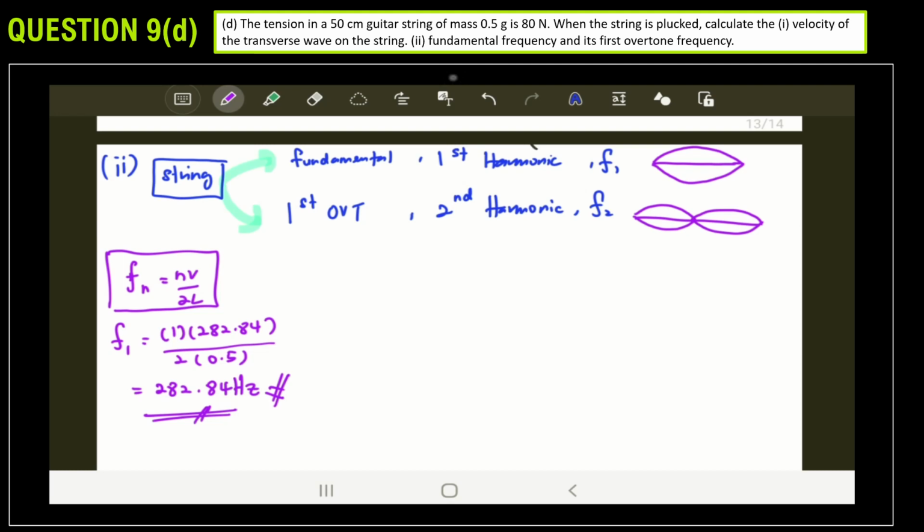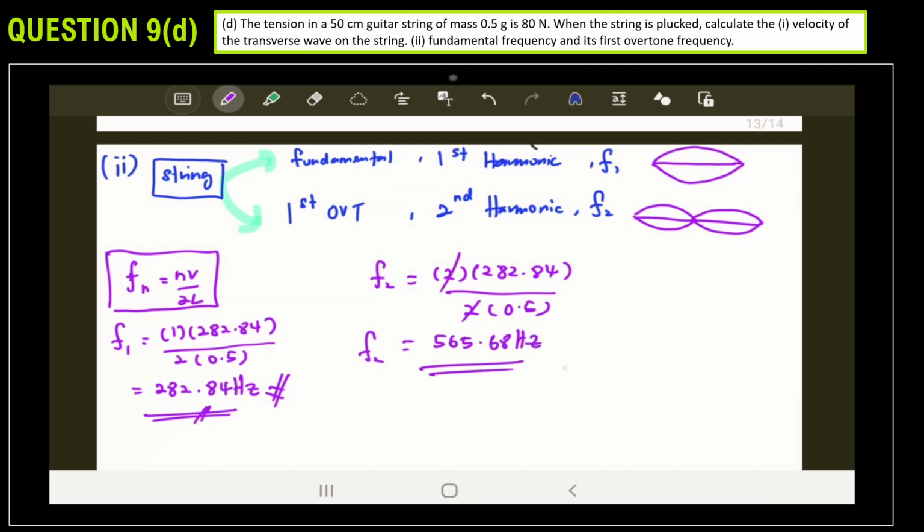And how about F2? You can calculate it directly too. F2 is equal to 2, V is 282.84, over 2L. Can cancel 2. Therefore, F2, or the frequency of the second harmonic, is 565.68 Hertz. So this is the first method.